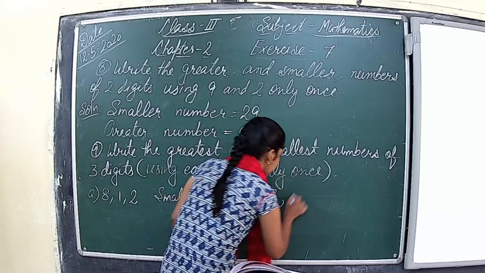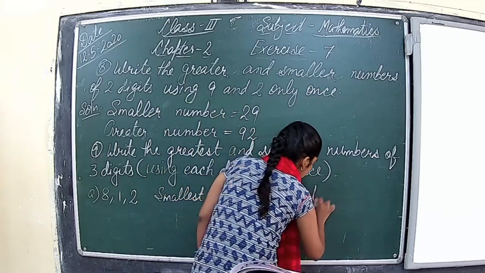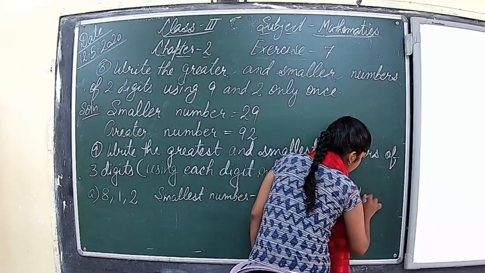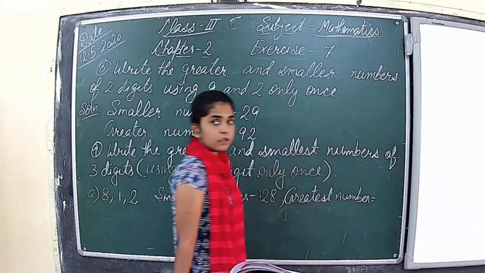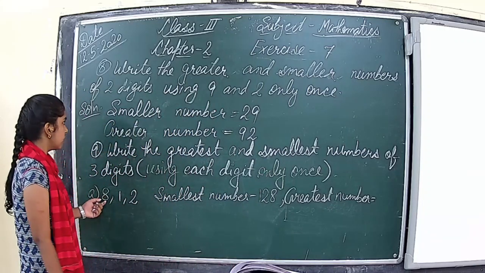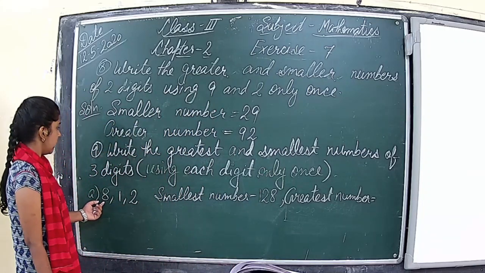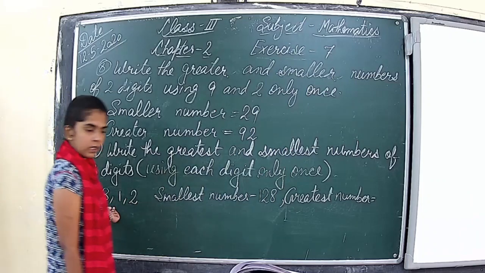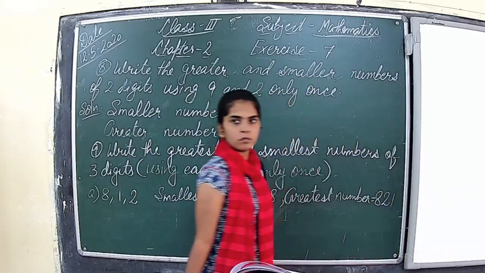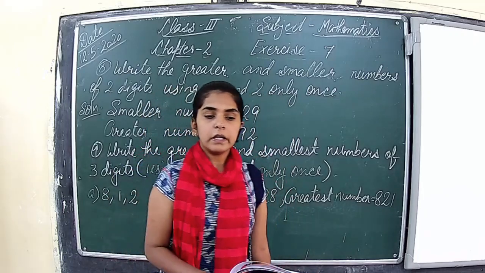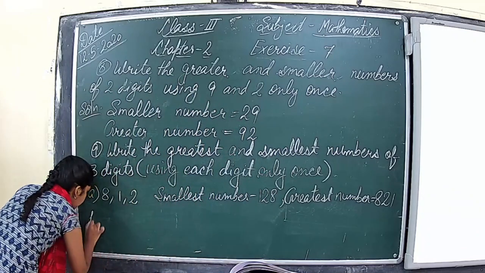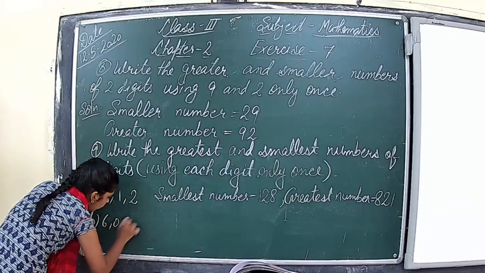Now, what will be the greatest number? Now you arrange the digits in descending order. Among these 3 digits, which is the greatest digit? 8. Then 8, 2, 1, right? It means the greatest number will be 821. Okay. Now, next part, 6, 0 and 5. Digits are 6, 0, 5.